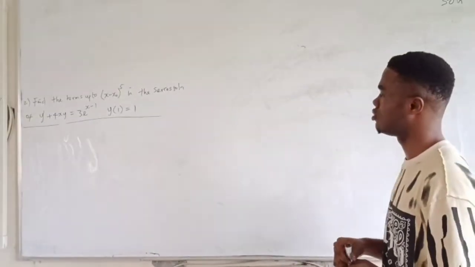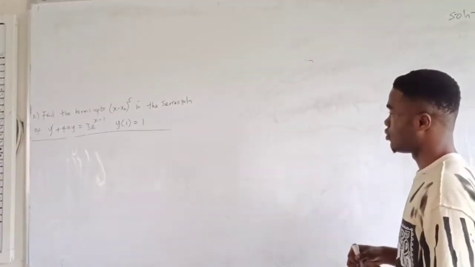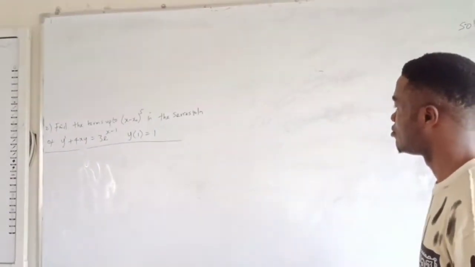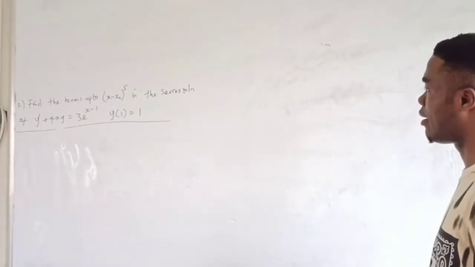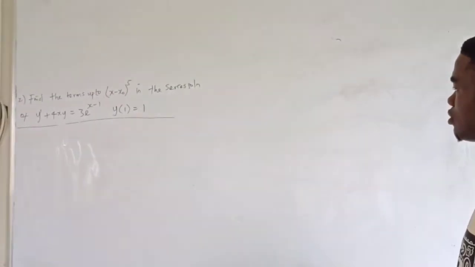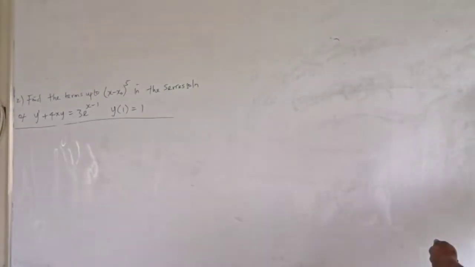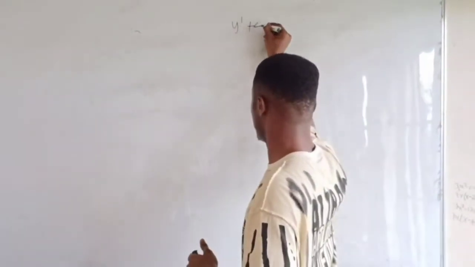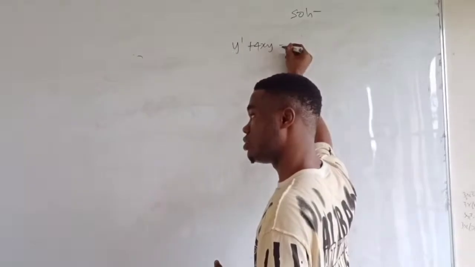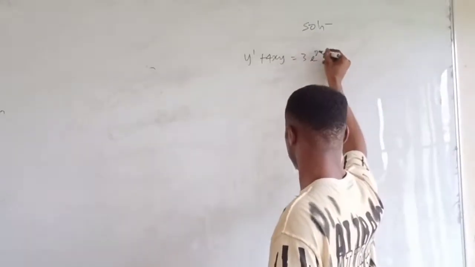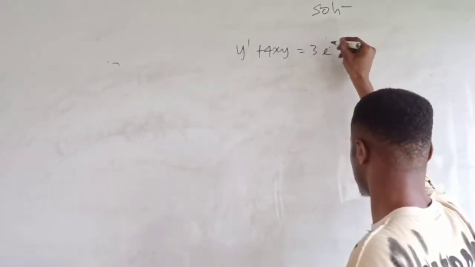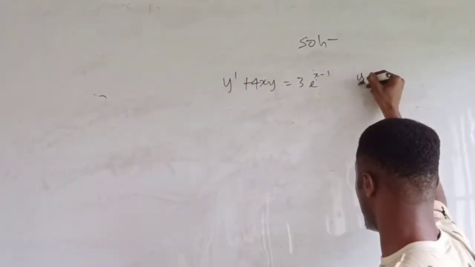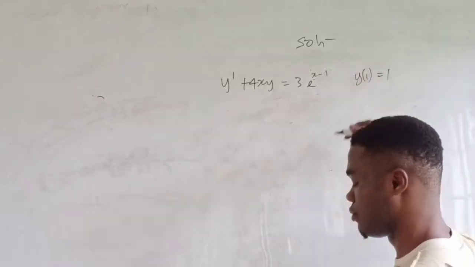Solution of the second question. The question says: find the terms up to (x minus x naught) to the fifth power in the series solution of y prime plus 4xy equals 3e^(x minus 1), given an initial condition of y of 1 equals 1.